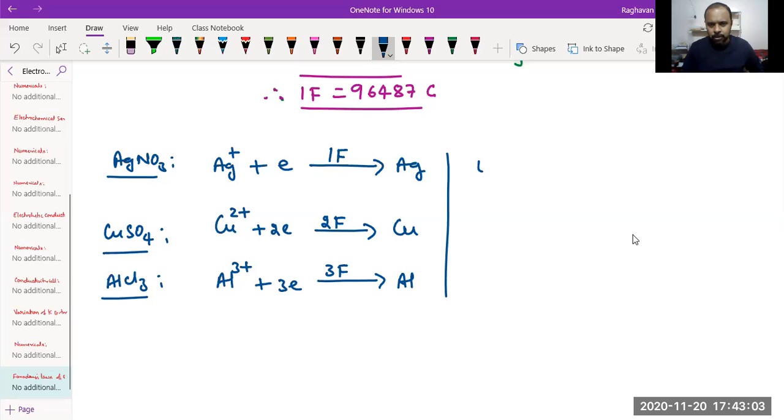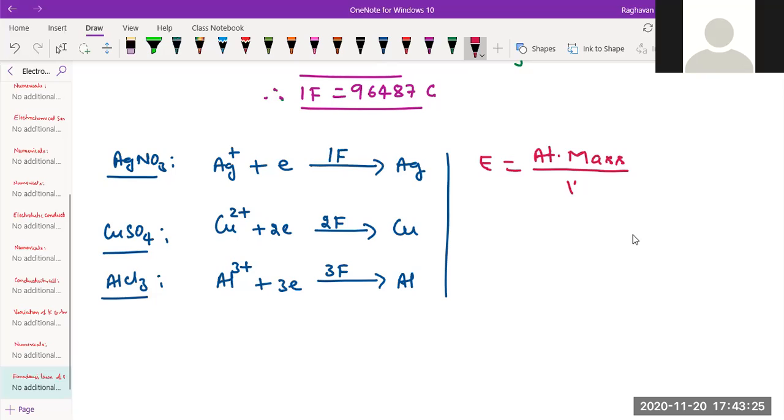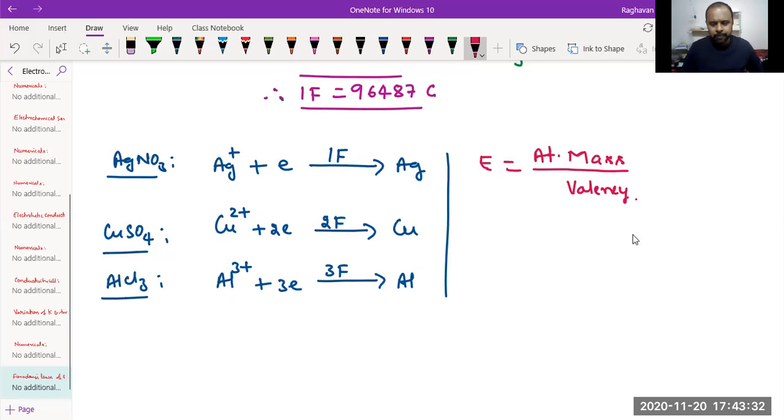So then you can use the equation which we have used some time back. The equation is: equivalent mass of an element is equal to its atomic mass by what? Valency. Correct, no? So tell me, what is the equivalent mass of silver, Ag+? Its atomic mass by valency 1. So what does it mean? Equivalent mass and atomic mass both are the same for silver.